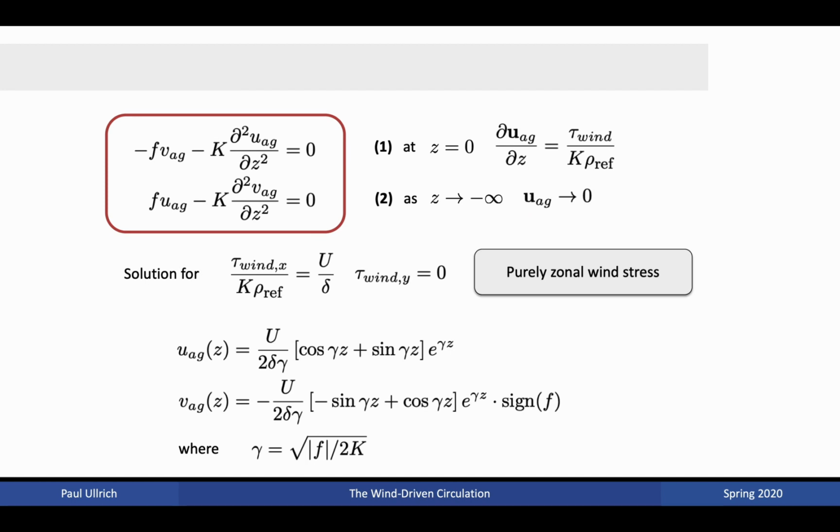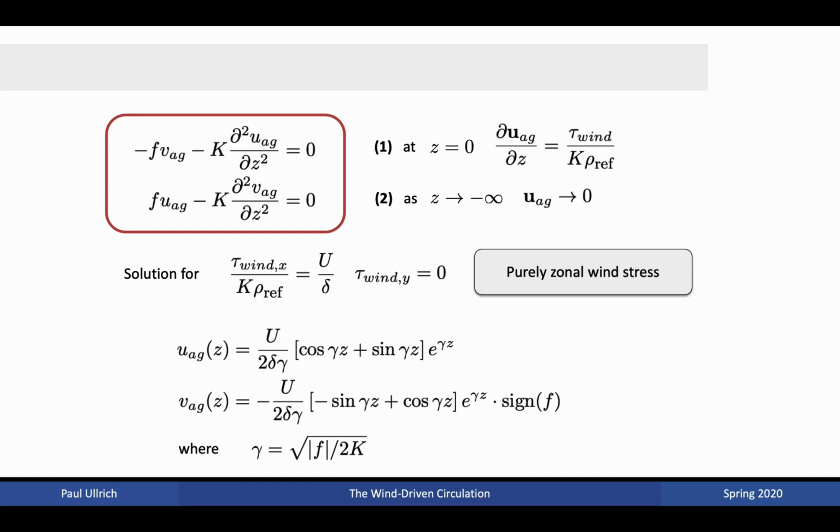Okay, so solving this directly and imposing boundary conditions leads to a more general solution. We'll consider a special case of that solution here, where we consider a purely zonal wind stress, because this will give us a little bit more intuition into the problem. So with this solution, the imposed condition at the top is that tau wind x over k rho reference is equal to u over delta.